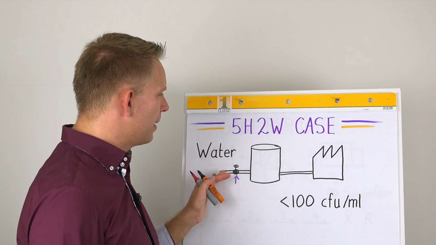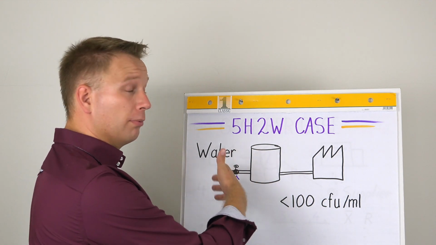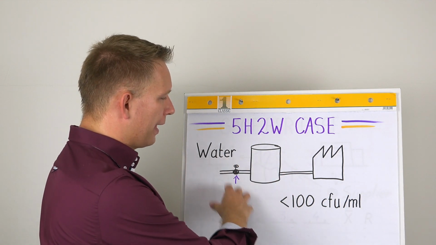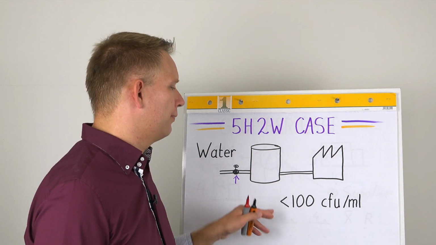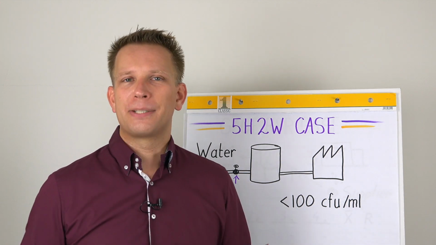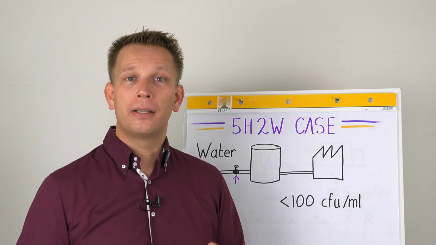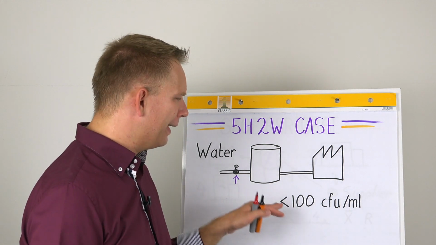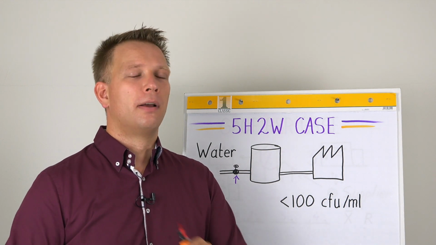And one of those things is that in your intake water, so before you get it into the storage tank of your factory, it needs to have a bacterial count of less than 100 colony forming units per milliliter. This is a bit of a technical thing, but this is the measure of how many bacteria are in the water. And less than 100, just for those not too familiar with bacteria, is almost nothing.